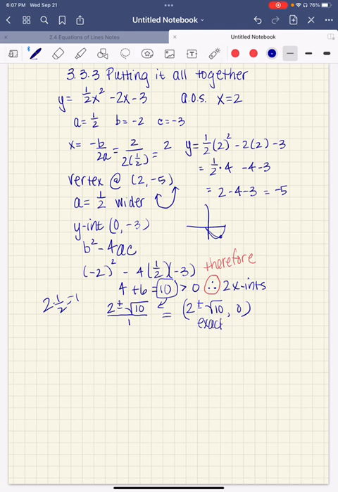Where are they? I have no idea. The square root of 10 is, I don't know, 3-ish. So my x-intercepts are going to be at 2 plus or minus 3, which is about 5 and about -1. All right, well, let's throw this whole thing together.